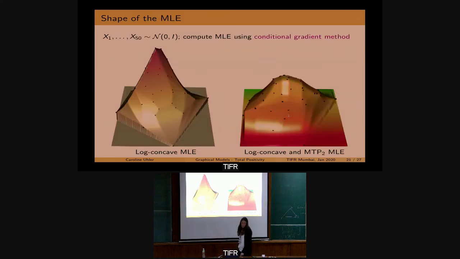Okay, so just to show you how it works, in this case, I think we had 50 samples in R2. This is from a Gaussian. So this is an example of an MTP2 log-concave distribution, right? And the standard Gaussian is MTP2 and log-concave. This is what you get when you do log-concave density estimation. This is what you get when you do log-concave and MTP2. Right? This looks so nice, like a Gaussian, just because it's a super strong constraint.